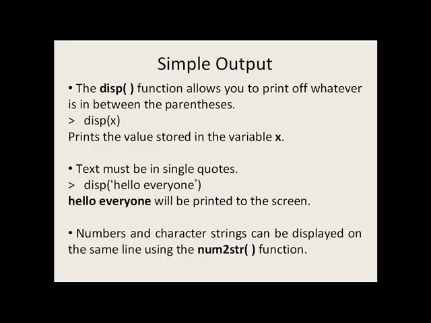The disp function allows you to print off whatever is in between the parentheses. For example, if you said disp of x, that will print off the value stored in the variable x. You also can print off text, but the text must be within single quotes. You can print off a combination of number and character strings by using the numToString function.